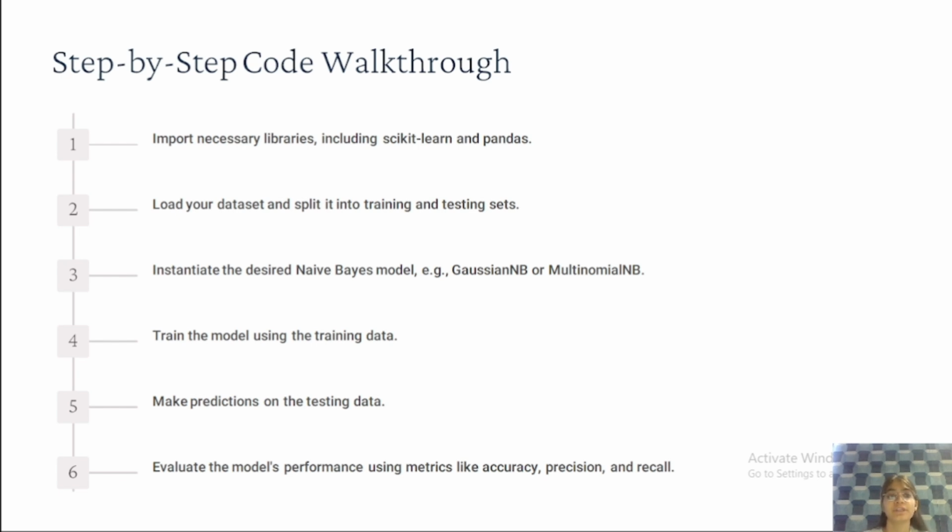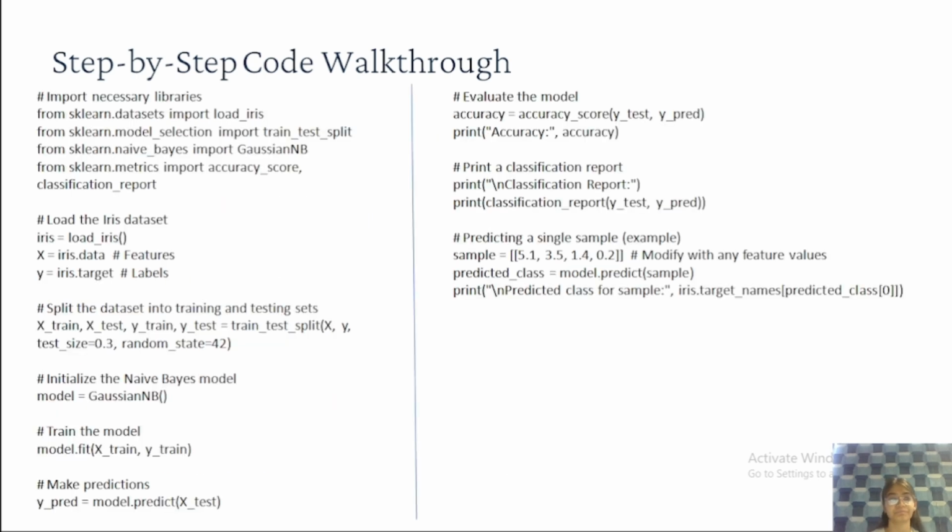You have to first import the libraries, then load the dataset and split it into the training and testing sets. Then initiate the desired Naive Bayes model like GaussianNB or MultinomialNB. Train the model using the training data. Make predictions on the testing data. Evaluate the model performance using metrics like accuracy, precision, and recall, as we have learned about these in previous videos.